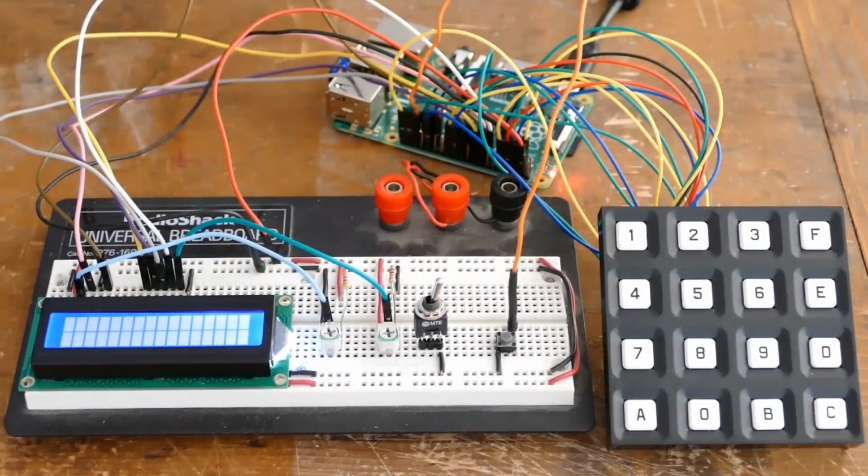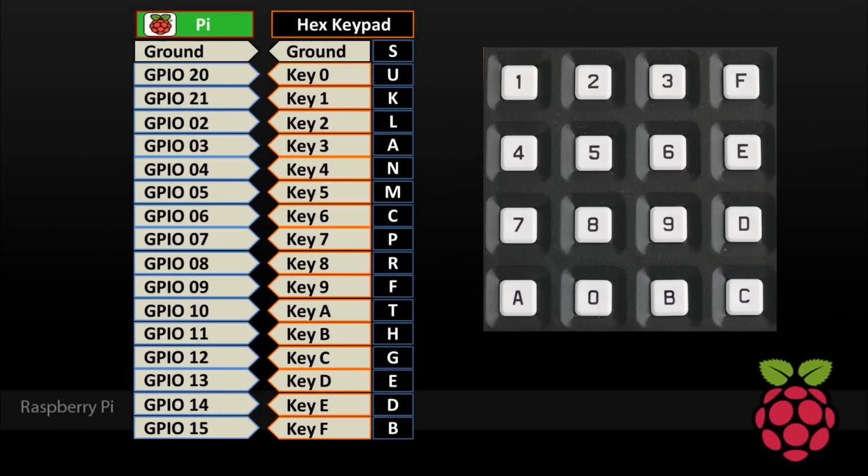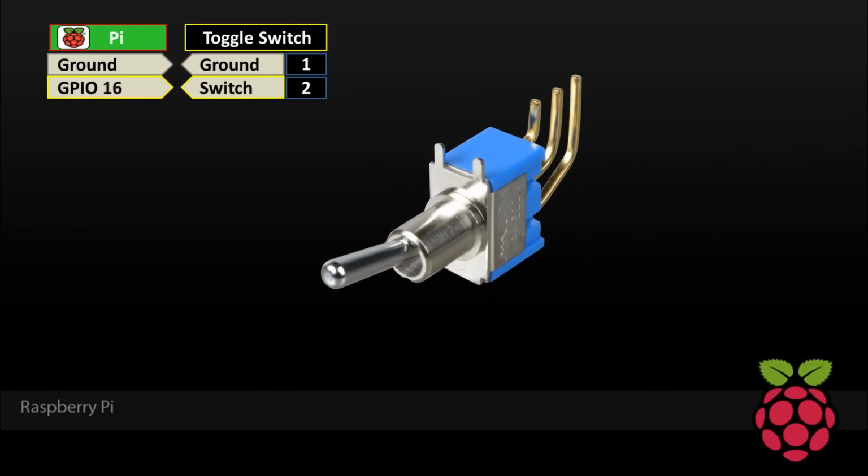Here, the hex keypad is connected to the Pi along with the LCD. I'm using a Raspberry Pi B+, which has more than enough GPIO pins to accommodate the 6 outputs for the LCD and the 17 input switches. I'm using GPIO 2 through 15 for hex keys 2 through F, and GPIO 20 and 21 for keys 0 and 1. I'm also using GPIO 16 for a toggle switch, which will toggle the display between the top line for decimals and the bottom line for hexadecimal.